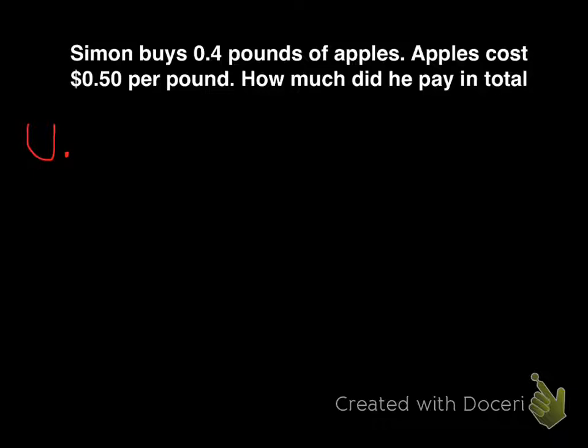Simon buys 4/10 pounds of apples. Apples cost 50 cents per pound. How much did he pay in total? All right, so let's go back and start hunting for numbers here. I see 50 cents, that's the number. I see per pound, I know that means 1 pound.